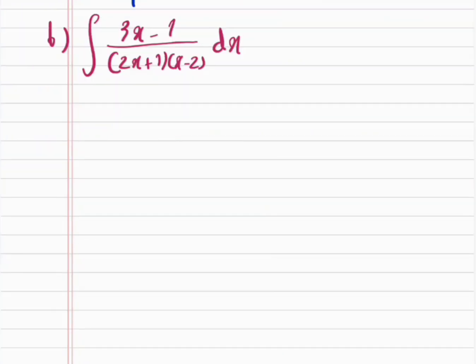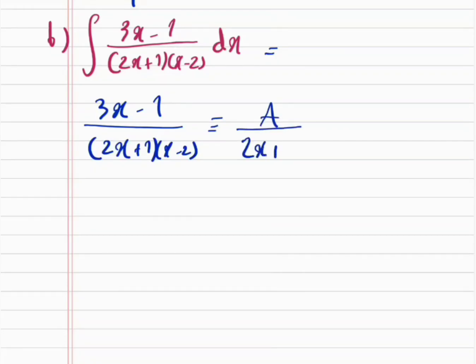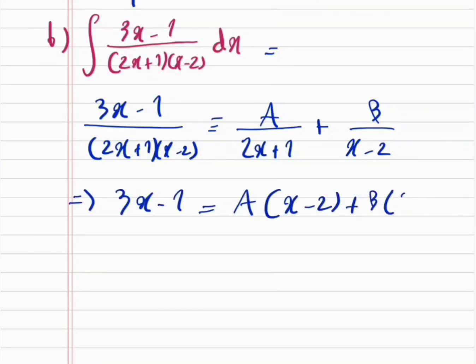So we have 3x minus 1 over 2x plus 1 times x minus 2, and we want to integrate this fraction. So whenever we have some fractions that have lots of algebraic terms, that's normally integration by using partial fractions. And in this case, we start by writing 3x minus 1 over 2x plus 1, x minus 2 as a sum of two fractions. So we have a over 2x plus 1 plus b over x minus 2. Now, once we have found a and b, then that's going to be easy chain rule integration. So now we just multiply the whole equation by this denominator. So every term is multiplied by 2x plus 1, x minus 2. So that gives us 3x minus 1 equals a times x minus 2 plus b times 2x plus 1.